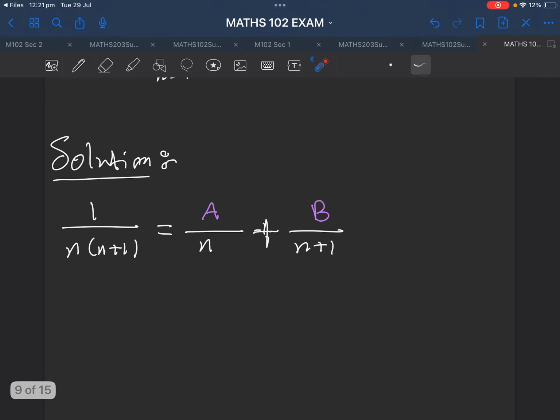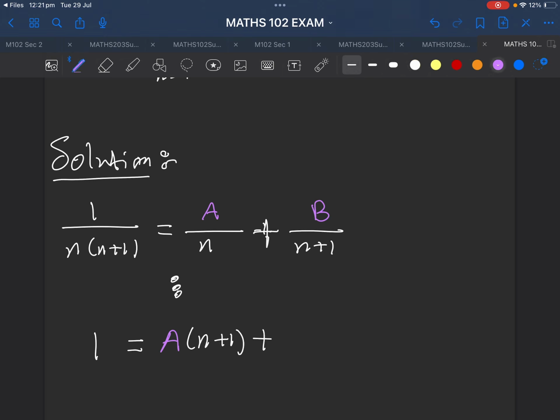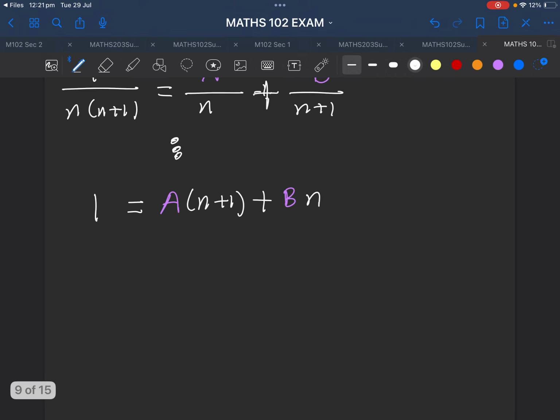How do we find A and B? We multiply everything by everything in the denominator, and if we do that, I will just be quick here. On the left side, we will get 1. On the right side, we will get A with the other factor, which is n plus 1, plus B with the other factor, which is n.